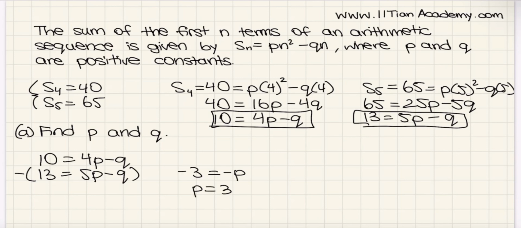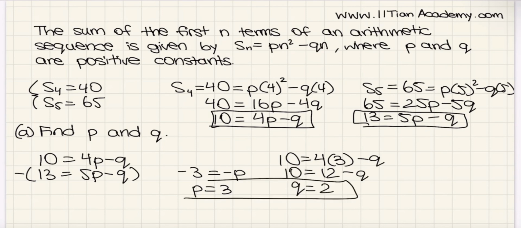Now if P is equal to 3, we can just plug that back into one of our original equations. 10 is equal to 4 times P, or 4 times 3, minus Q, meaning that 10 is equal to 12 minus Q, meaning that Q is equal to 2. Therefore, that's our answer, that P is 3 and Q is 2.